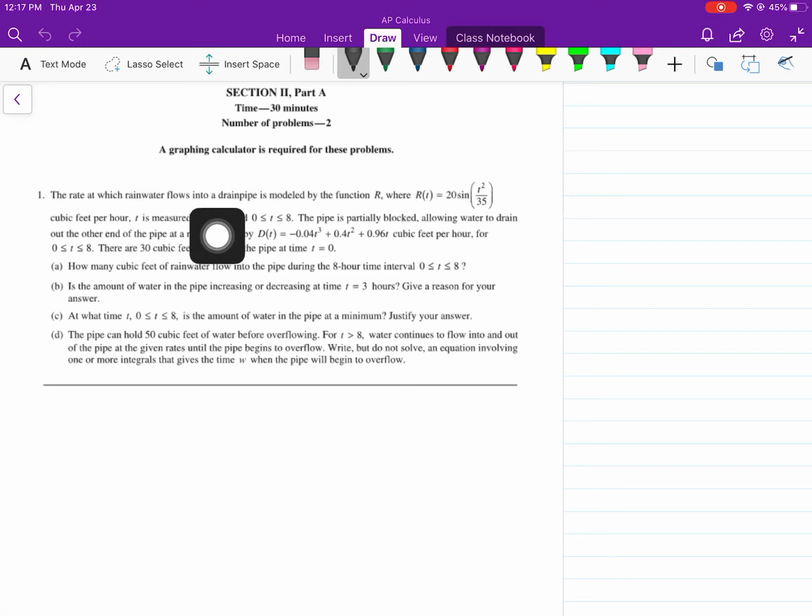So the rate at which rainwater flows into a drain pipe is modeled by the function r. So r is not how much water is in the drain pipe. It's the rate at which water is flowing into a drain pipe, and it's given by this function. Notice this is a calculator question, so I want you guys to use Desmos. Get used to that. And so it's cubic feet per hour. Make sure, because sometimes hours might be talking about days. So our time is restricted between 0 and 8. That's how many hours we're going. It's from time 0 to 8.